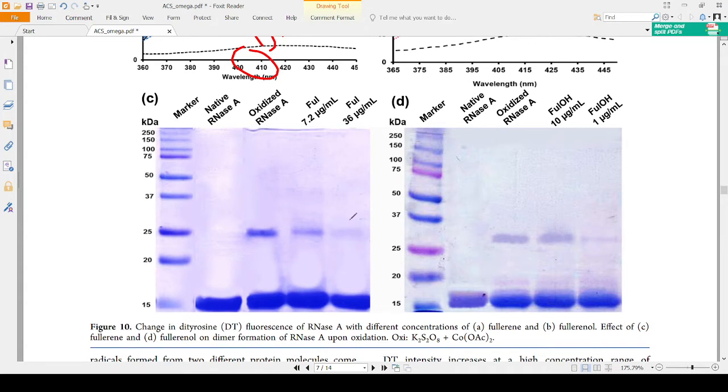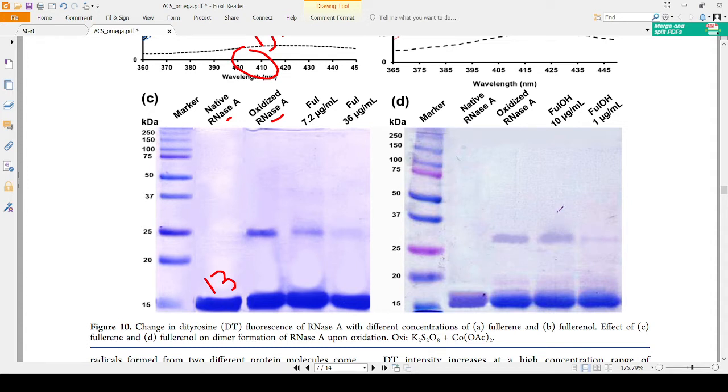Now they have tried to see the dimer formation. So this is the monomer for the protein, the native RNase A. Oxidized RNase A shows that a dimer is formed in this part. The native RNase A has a molecular weight of 13 kilodalton, and the oxidized RNase A shows another peak which is around 25-26 kilodalton. In presence of fullerene, we can see that this band intensity decreases. For fullerenol, at lower concentration the band intensity is much lower, however for higher concentration it is much more.